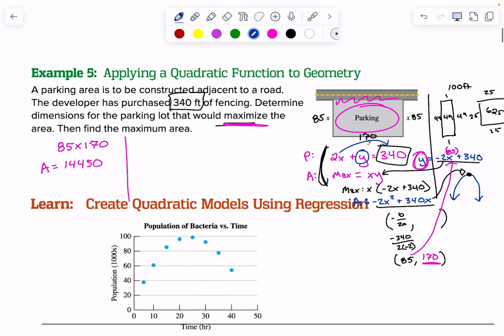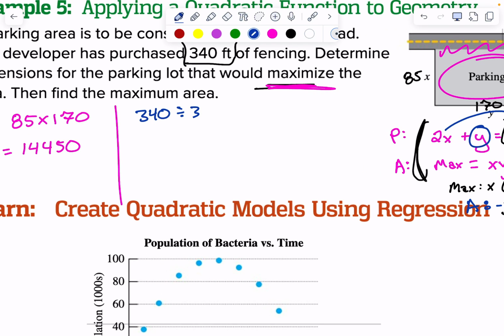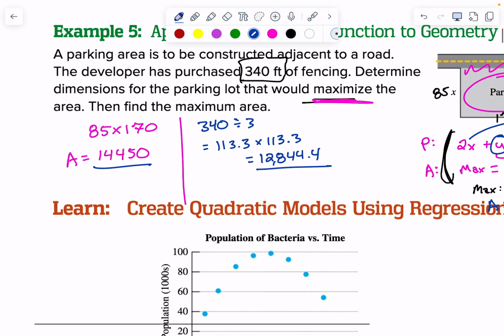Okay, but hold on. Did you take 340 divided by 3? Because you only have 3 sides, right? That would make them a square, if you took 340 divided by 3, because we're only using 3 sides. That would be 113.3-ish. So it would be 113.3 times 113.3. What is that going to be? 12,844.4. So slightly smaller than this, right, if you would have made it a perfect square.